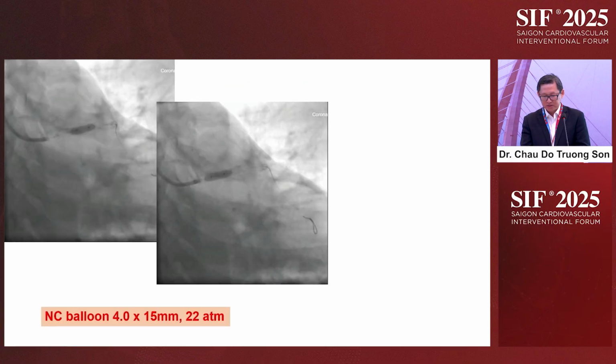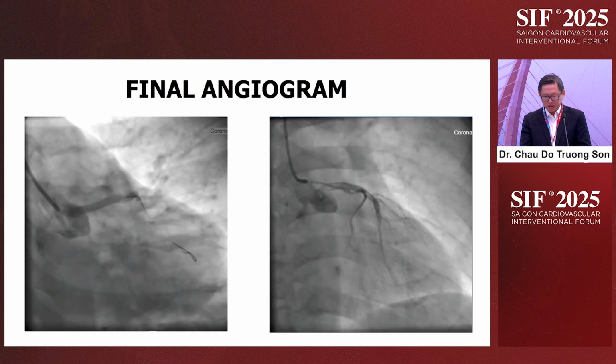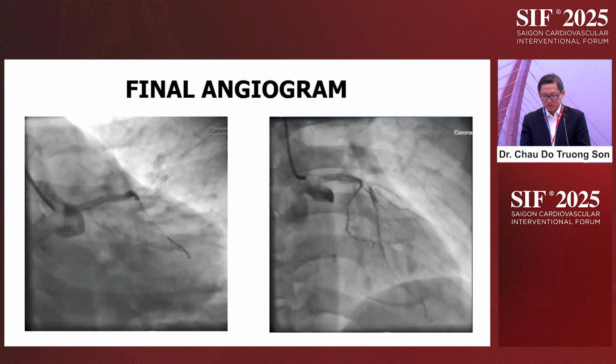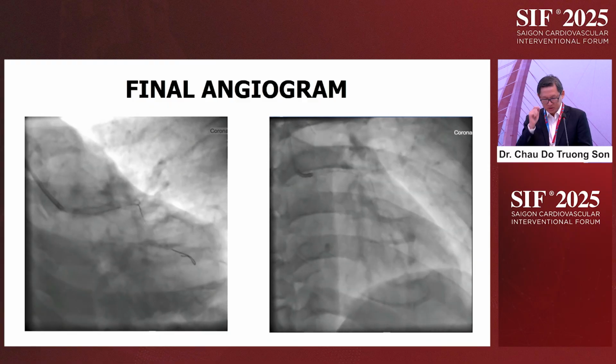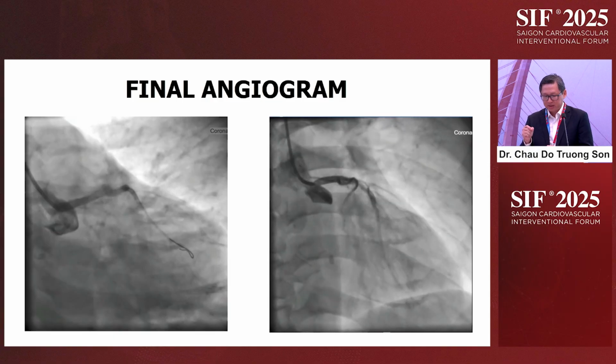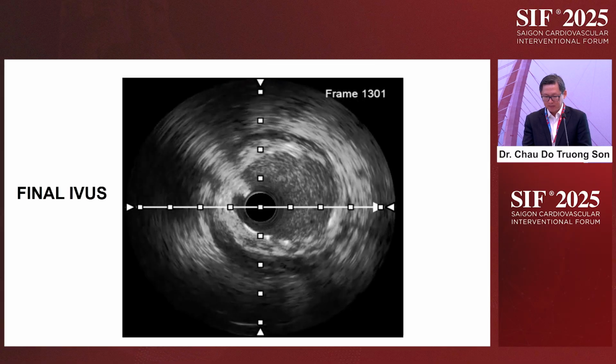There's an NC balloon there. And this is the final angiogram, because the catheter was stuck inside the stent, so we pulled back out of the ostium, and this is the final IVUS.